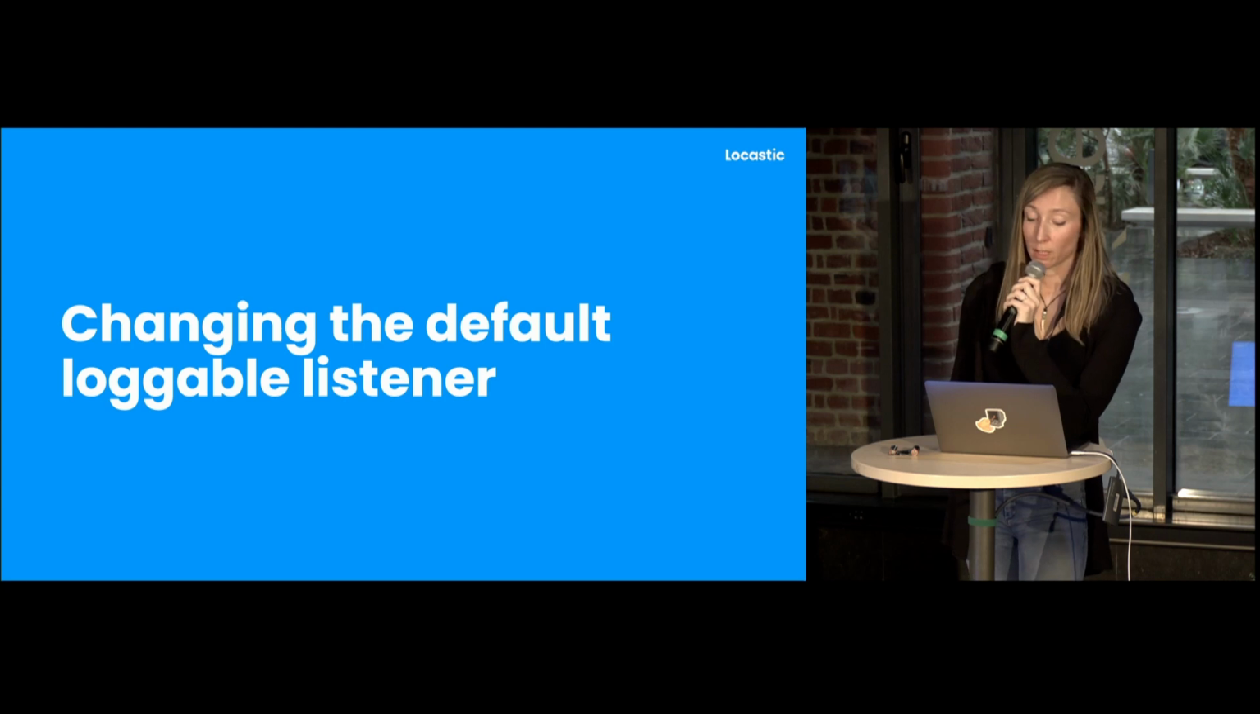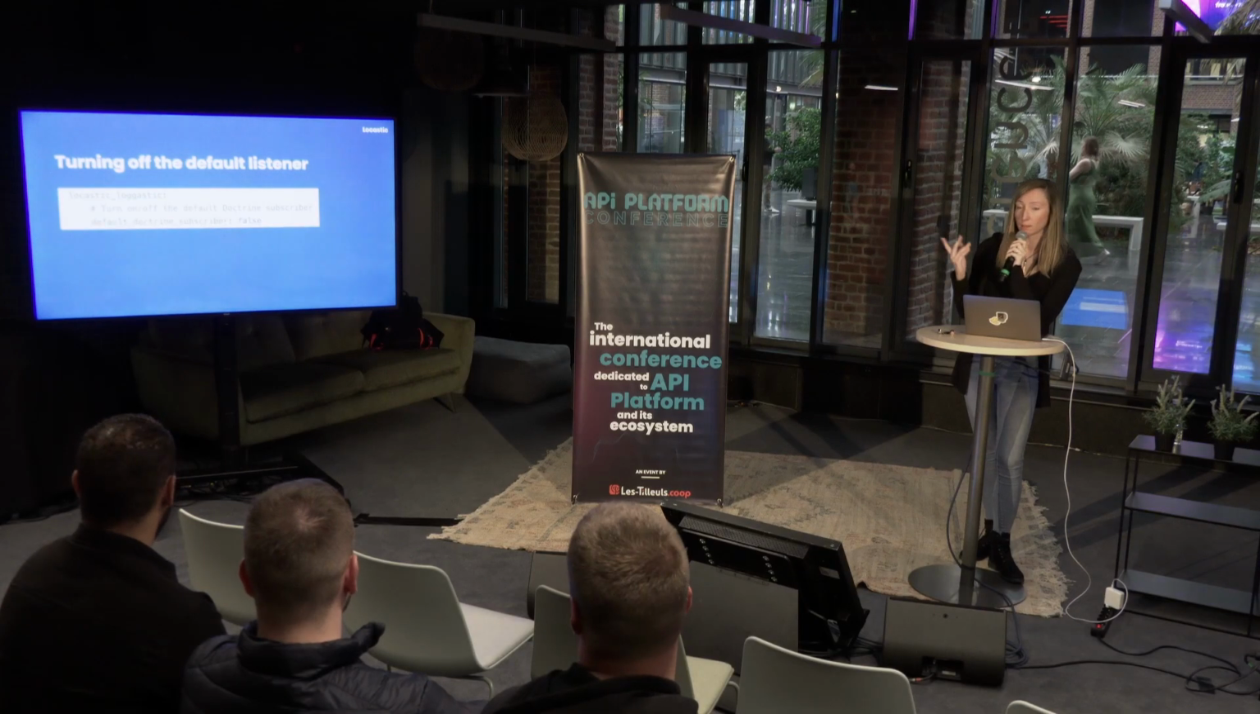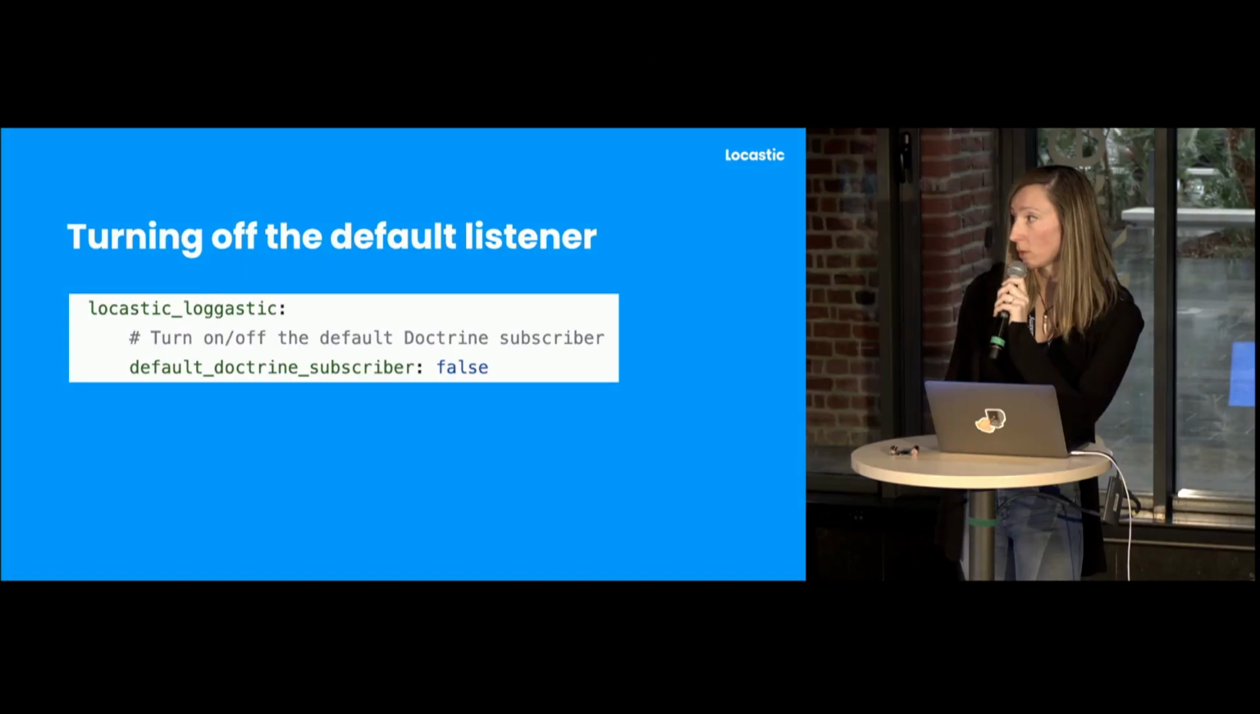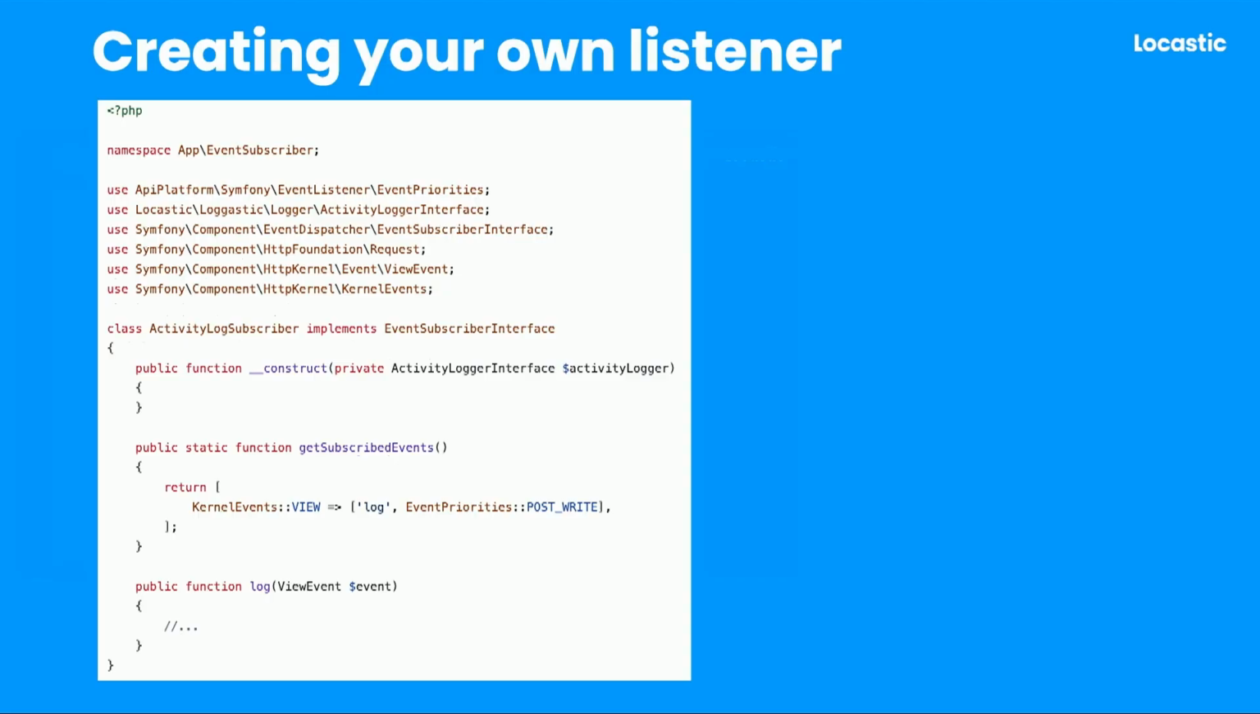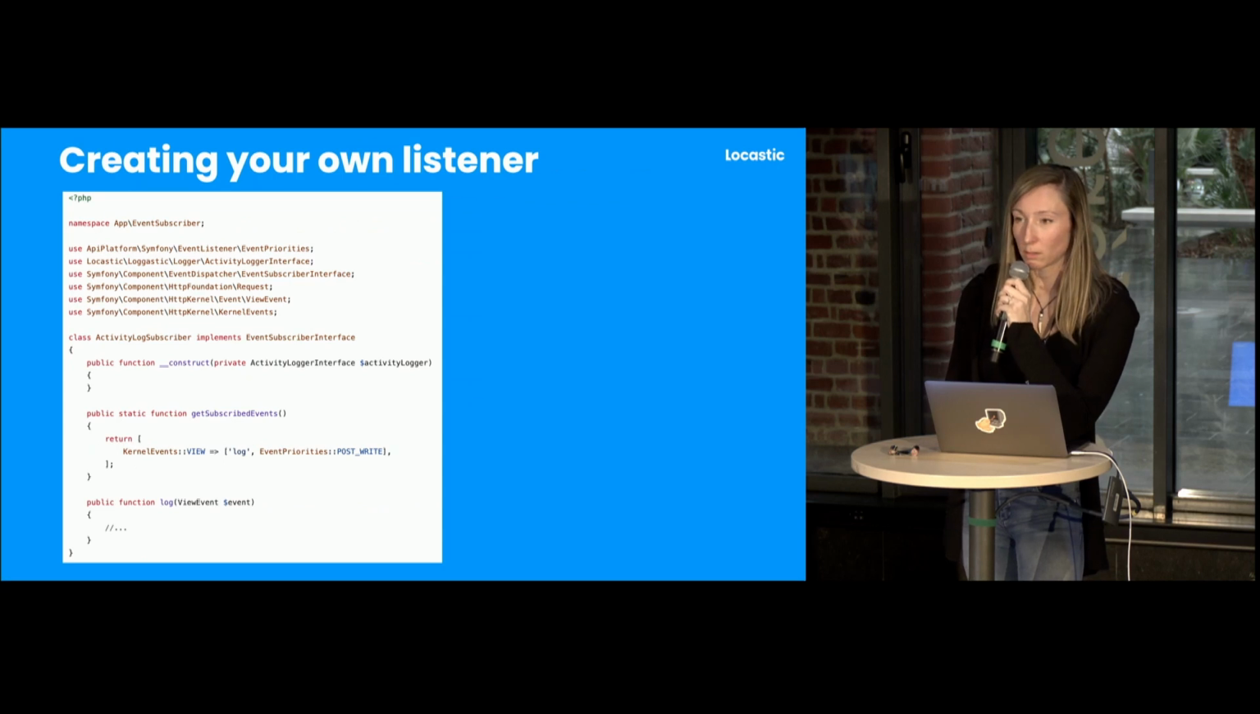Changing the default loggable listener. We have already seen this configuration. We just turn off the default one and create our own. So this is an example of the API Platform listener for the post write. It will be triggered after the data is saved to the database. But if you are using a newer version of API Platform, you can also use the state processor to do this, because listeners are not really recommended anymore.